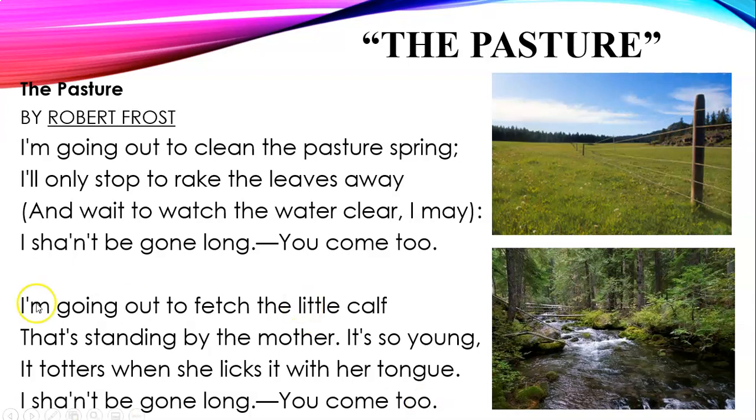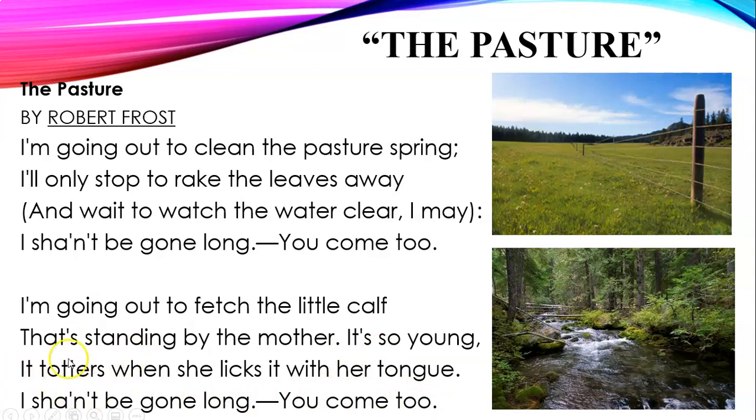Now, he also uses sensory details. I want you to focus on stanza 2. "I'm going out to fetch the little calf that's standing by the mother." So we could close our eyes. We can picture a little calf that's standing next to the mother. And look what it says. "It's so young, it totters when she licks it with her tongue."